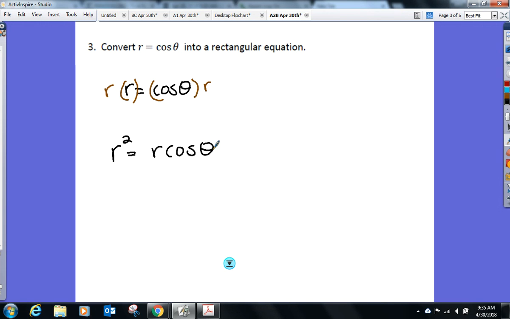r squared is x squared plus y squared. Anybody notice r cosine theta? Don't think you need to be a hero here either. Is everything with x and y's now? Okay, it's rectangular. All right, it's in rectangular form.